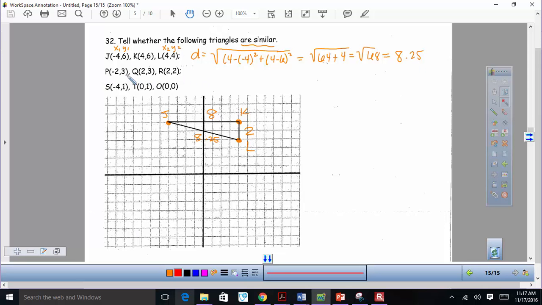Okay, now let's plot this one. So I have to go to negative 2, 3, put a point, and that is P. Then I have to go to 2, 3. That's Q. And then I have to go to 2, 2. And that's R. So connect all your dots. How long is P to Q? 4. How long is Q to R? 1. And then we need to find from P to R.